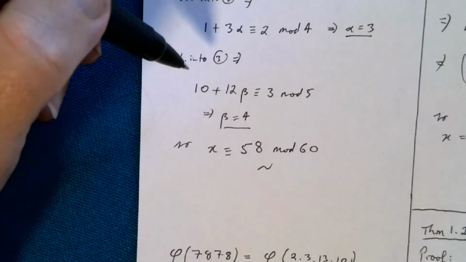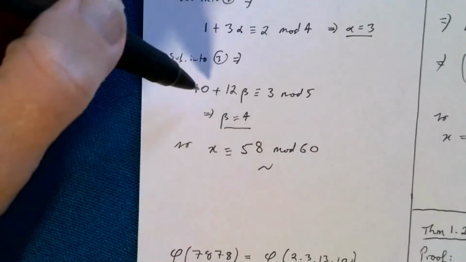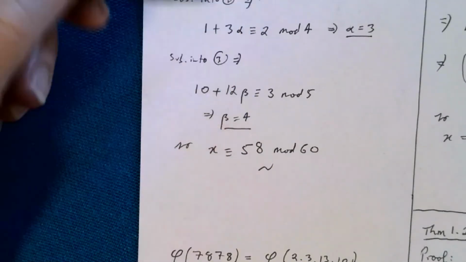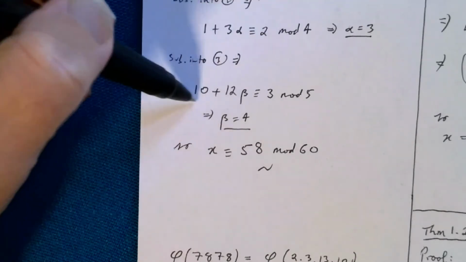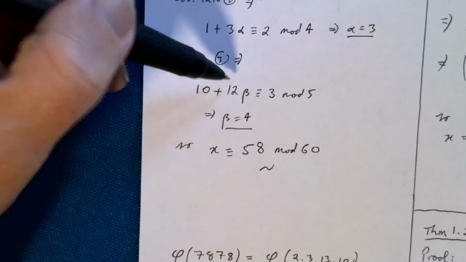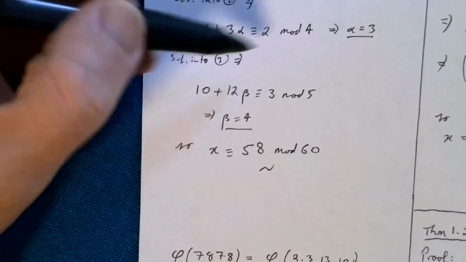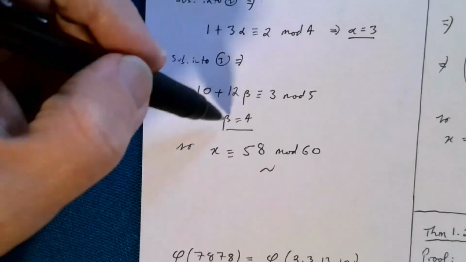And then I can simply plug that back in. Let me check this is correct here. Yeah, so you get beta is 4. So what did I do here? Modulo 5, that's 0. Modulo 5, this is 2. And so I can multiply both sides by 3. 3 3s are 9, which is 4 mod 5. So you can find out what beta is.